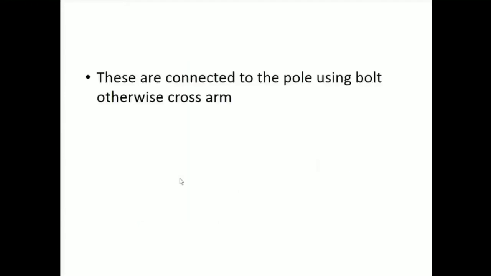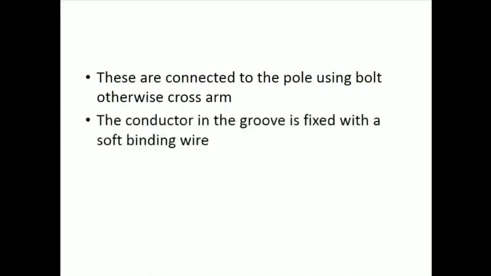So you can see how the conductor is driven through the shackle insulator. The D-type structure is used to fix the shackle insulator to the post. These are connected to the pole using a bolt, otherwise cross arm. The conductor in the groove is fixed with a soft binding wire.